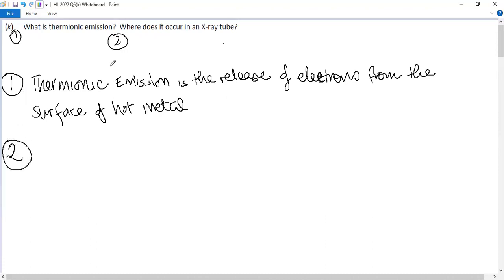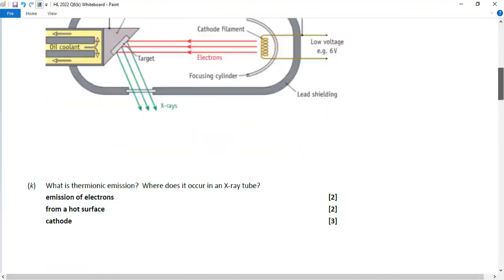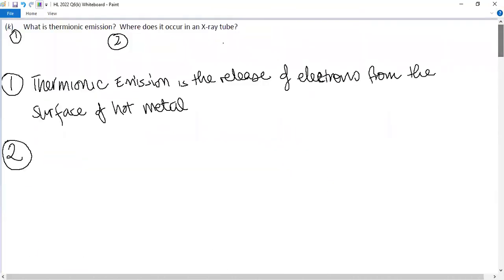Let's say I'm in the exam paper and I want to continue on, and I say, where does it occur in an X-ray tube? It occurs at the cathode, and you could just write cathode and I think you'd be okay. I'm just going to have a quick scroll down and double check that I'm not telling you the wrong information. Yeah, if you literally just wrote cathode, and I'll explain where I'm pulling the word cathode from in a second, you would have gotten your marks.